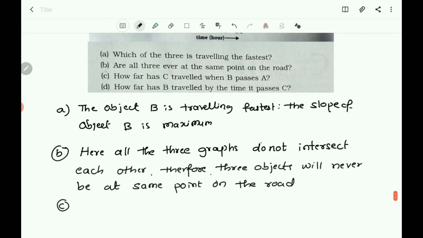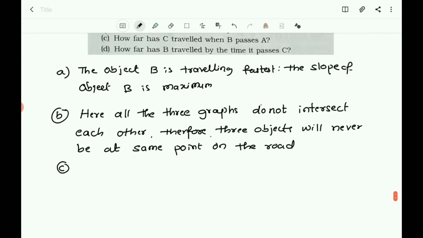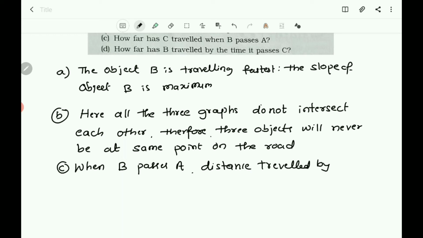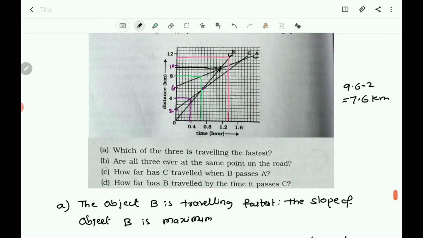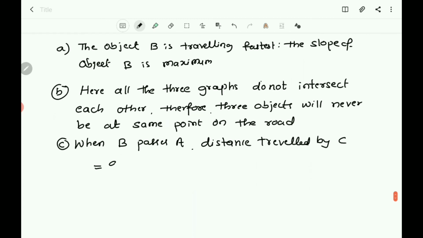So here, when B passes A, the distance travelled by C is equal to, what we have to write, 9.6, approximately near about 10. You take 9.6 minus 2, that is 7.6 kilometer. It is 7.6 kilometer.